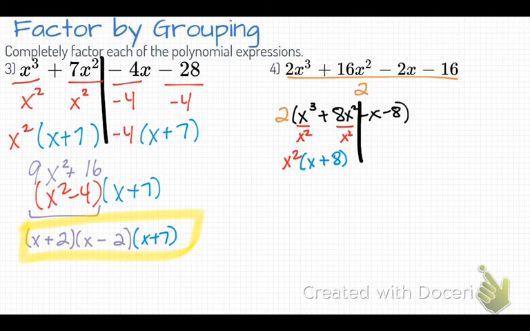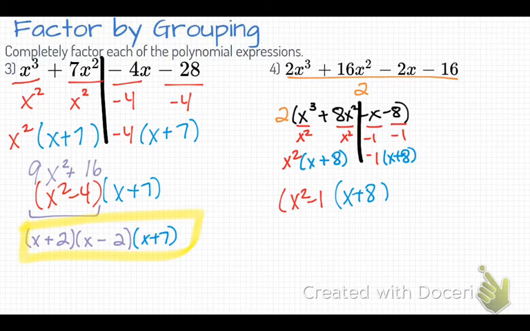Good. And now what about between negative x minus 8? Perfect. And I'm left with another x plus 8. So I have x plus 8 and x squared minus 1. Am I done? Did I even write it correctly on that line? Or am I missing something?